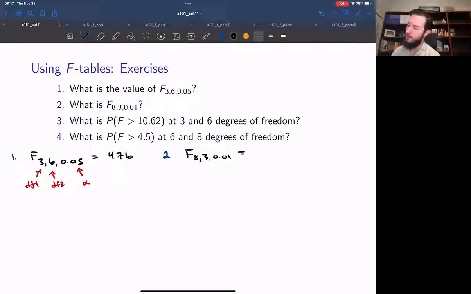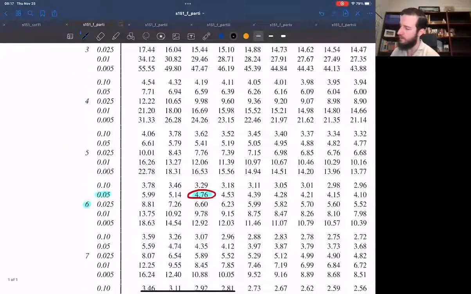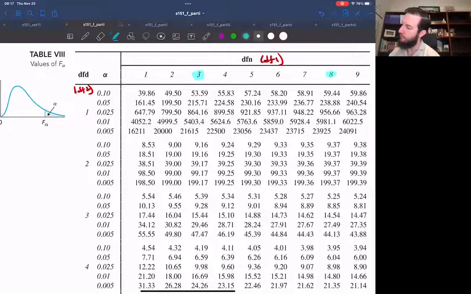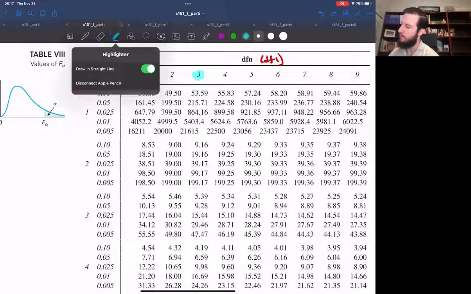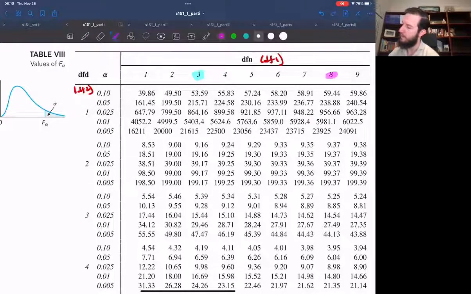Okay. Example 2, what is F(8,3,0.01)? This is going to be the same idea. So now we have 8 in the first spot, 3 in the second spot, and 0.01. So 8, 3, 0.01 is right here. That's basically how you would find critical values using the F table.